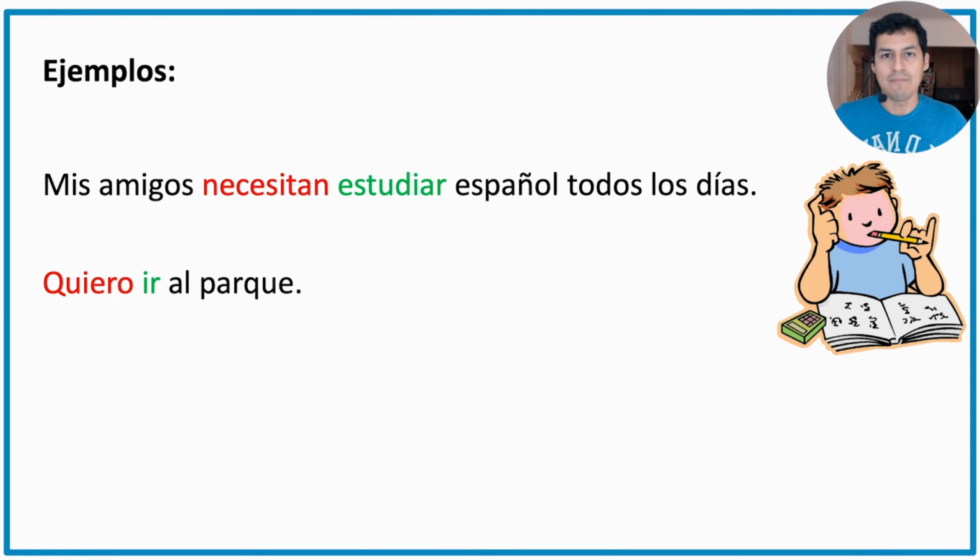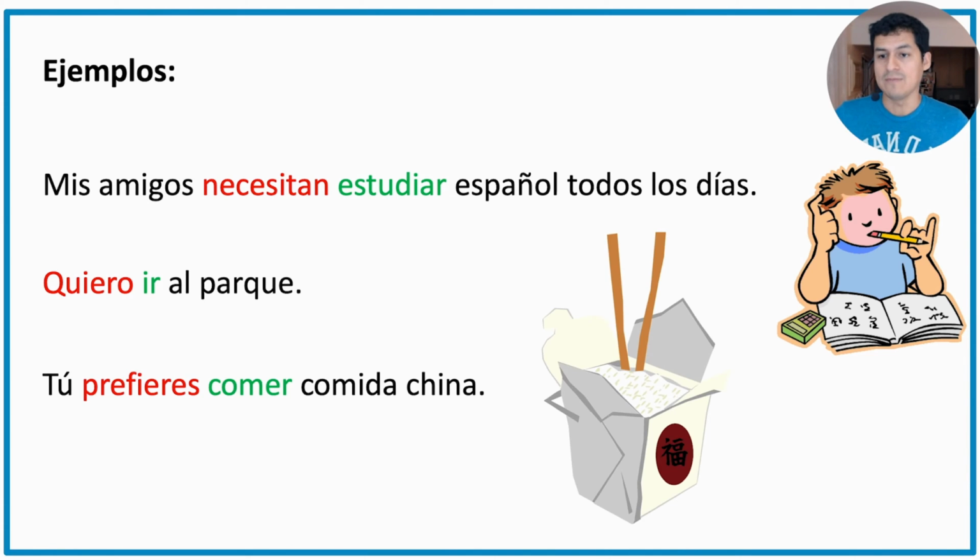Quiero ir al parque. We have the yo conjugation for querer, followed by the infinitive verb ir. Quiero ir al parque. Otro ejemplo.